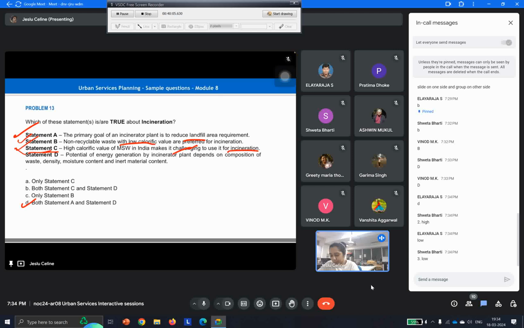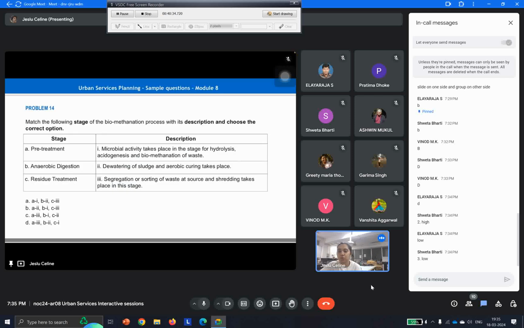Then statement D, potential of energy generation depends upon the characteristics of the waste which is incinerated. So yes, statement D is correct. Both statements A and D are correct, whereas the others are wrong. This one we corrected by saying low calorific value makes it challenging for use in incineration. Yes, I can see the answers in the chat box. So let's proceed to the next question.